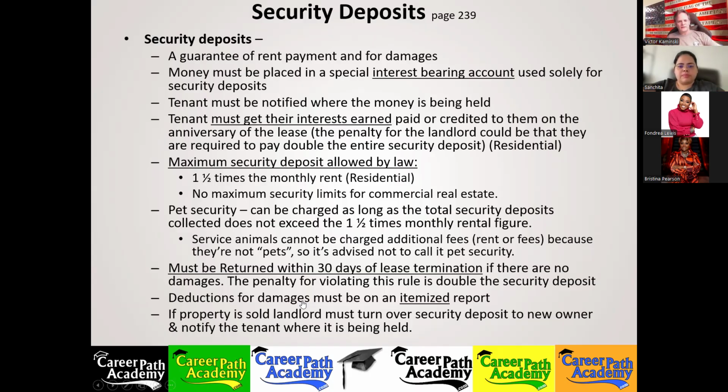Deductions for damages must be on an itemized report. You can't just say, we're keeping your security deposit because you damaged my place. You need to give an itemized list of those repairs and how much each repair costs. There was a hole in the wall from the door. There was garbage left behind that needed to be cleaned up, and how much the cost is for that. You left furniture behind that needed to be disposed of. How much did it cost you to do that? Et cetera, et cetera.